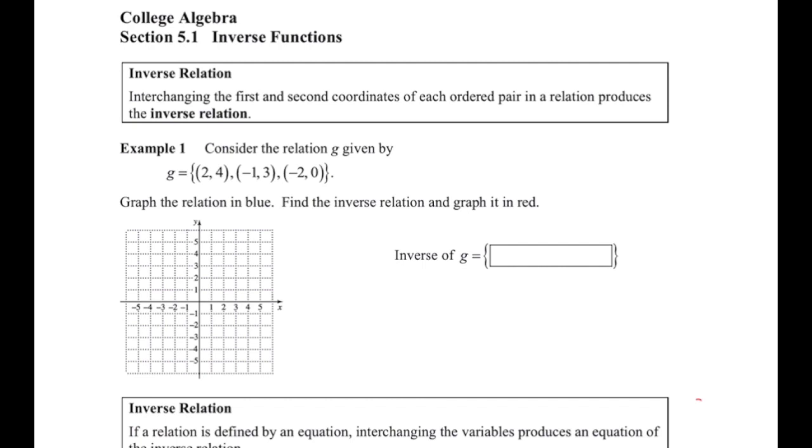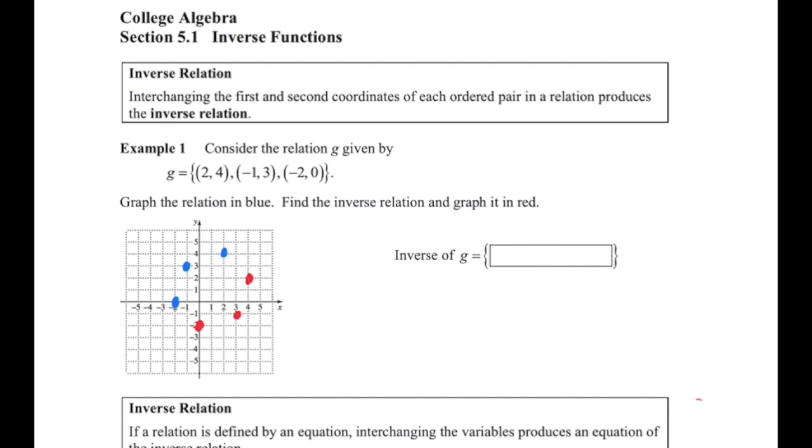So I have 2, 4, -1, 3, and -2, 0. And now we'll graph the inverse by interchanging and graphing them in red. 2, 4 becomes 4, 2. -1, 3 becomes 3, -1. And -2, 0 becomes 0, -2.